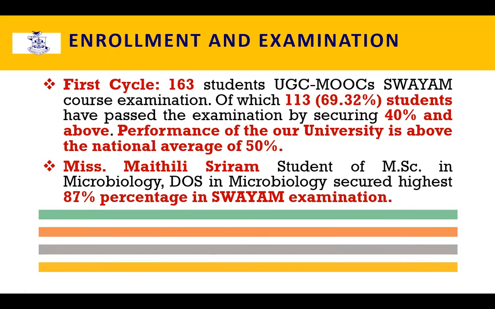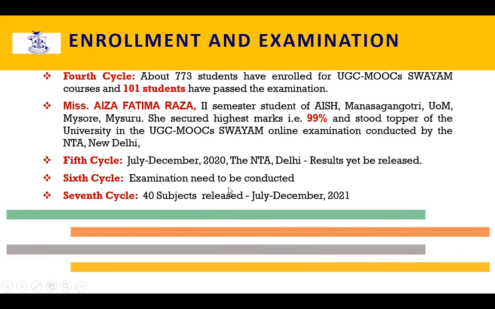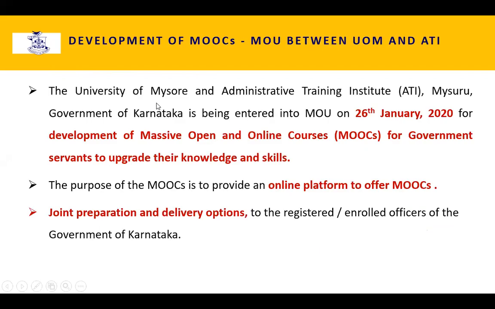Then also, one of the interesting things: some of the students scored the highest marks, 87%. Now almost 90. In the recent cycle they released the data, almost 99%. Probably out of 100 they got 99 marks or something like that. These are some of the enrollments and examinations.